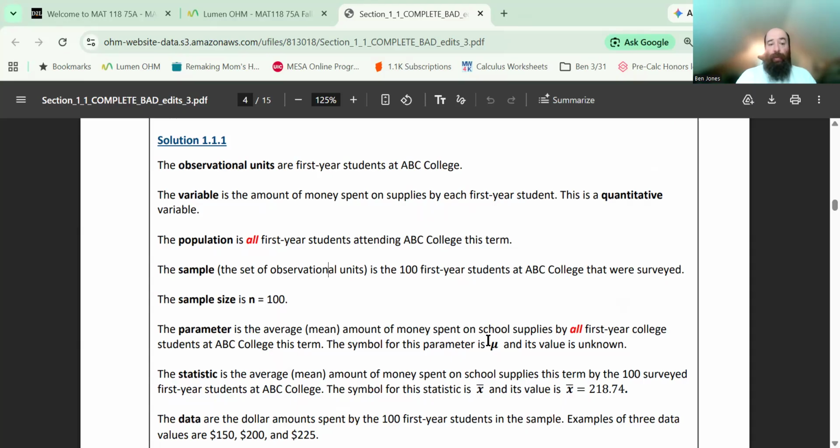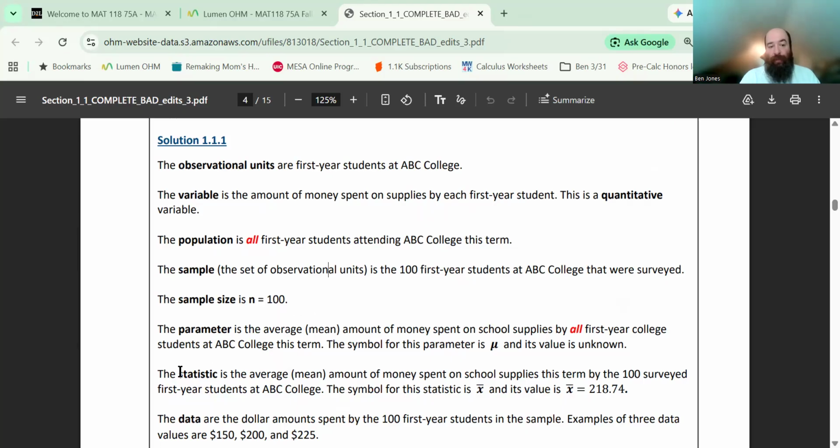For example, if on these 100 students we also measured the proportion that were female, we might want to know the proportion of all first-year college students at this college that are female. That would be pi. So mu is the population mean. We do not know the population mean because we only actually got data on the sample.